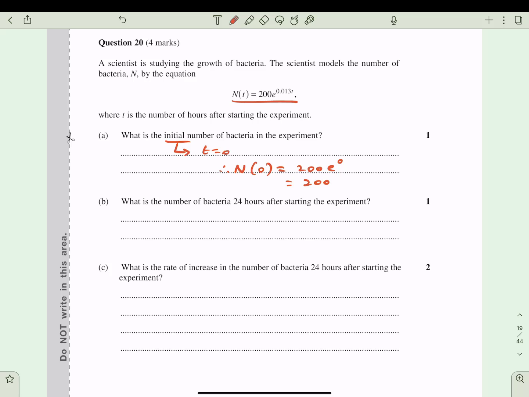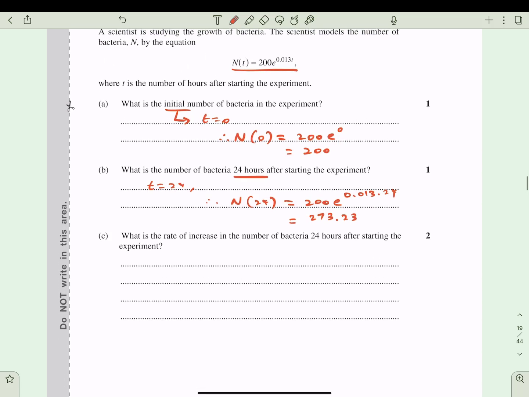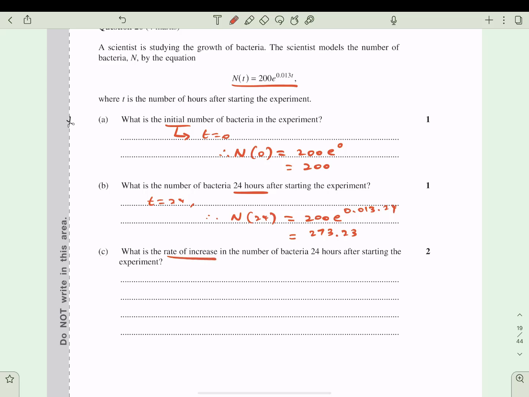Okay, part B. Now we are asking for 24 hours afterwards. So now we let t equal 24. Therefore, N24 is going to equal 200 e to the power of 0.013 times 24. And when we put that into our calculator, we should be able to get the answer 273.23.